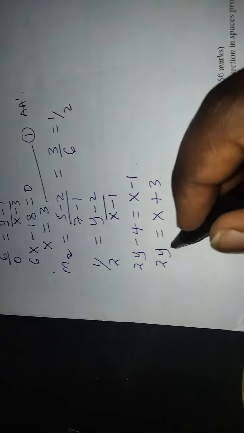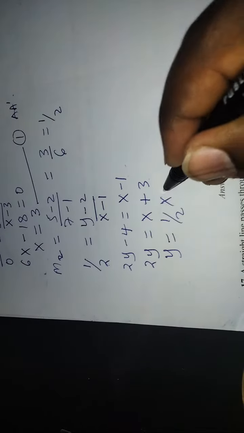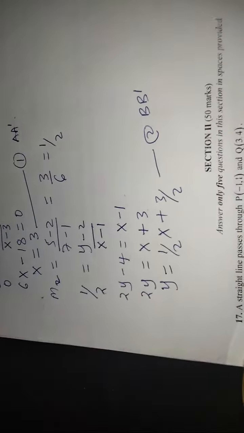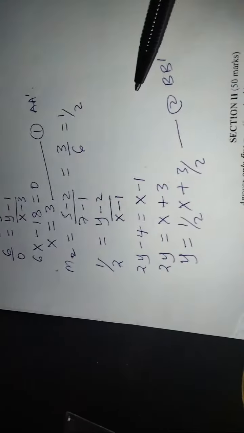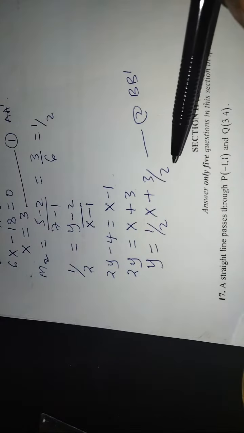Then now, this will be y equals half x plus 3 out of 2. This is the second equation for the line B, B prime. Therefore, the first equation is x equals 3. The second equation is y equals half x plus 3 out of 2.